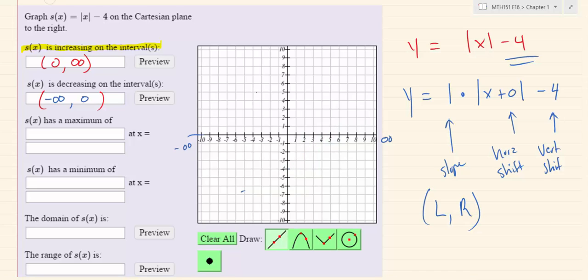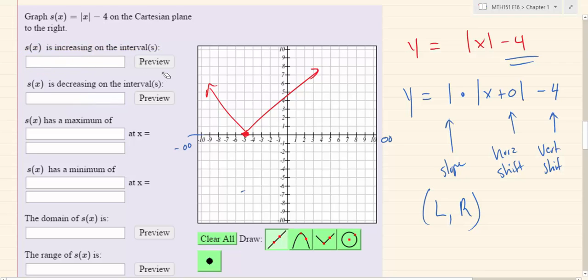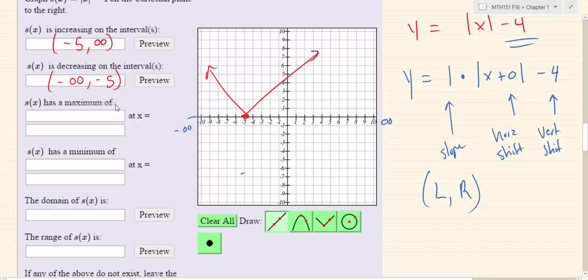What if the graph really looked like this, and I'm going to say this is negative 5 right there? Where is the interval where this function is increasing? Negative 5 to infinity. Where's the graph decreasing? Negative infinity to negative 5. In the computer software, you type 2 lowercase letter o's to mean infinity. So again, if we go back to the graph of this guy, notice these instructions down at the bottom: if any of the above does not exist, leave it blank.